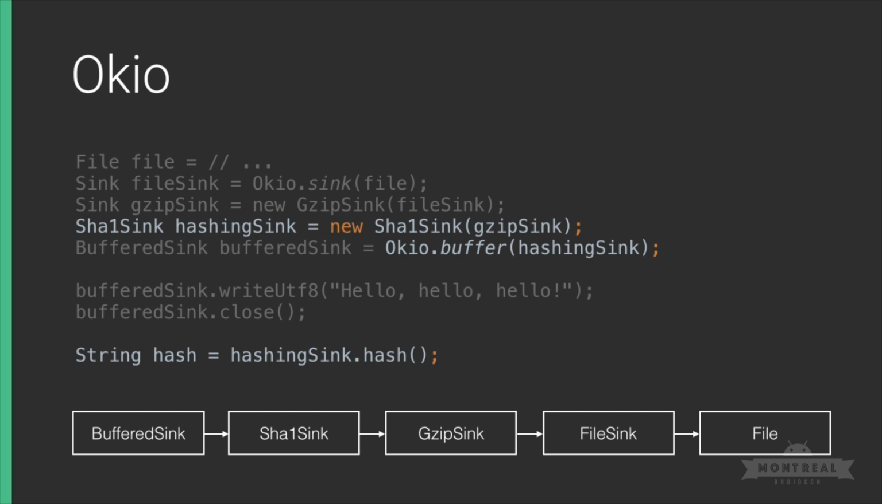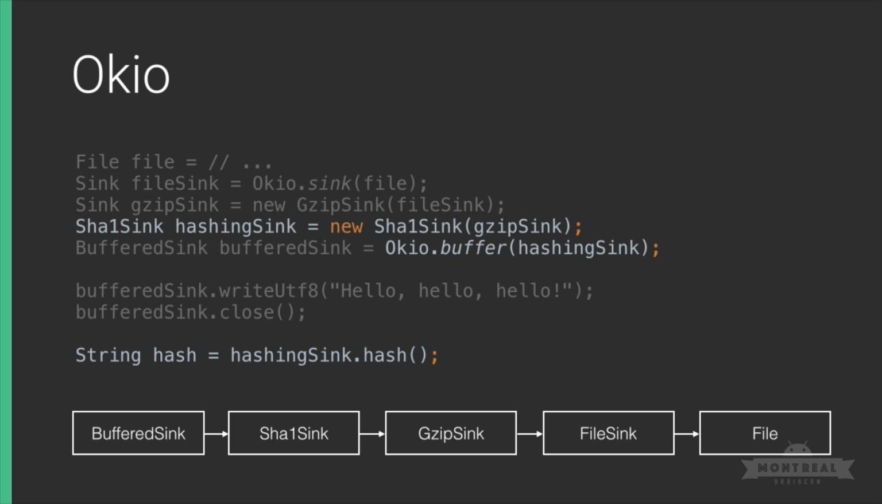So in this sink, basically everything we write into the buffered sink gets passed into the SHA sink, which is going to compute a hash. And then after I've closed the sink, I can then read the hash out from this sink for use as an HTTP header or another file as a signature for what we've written.